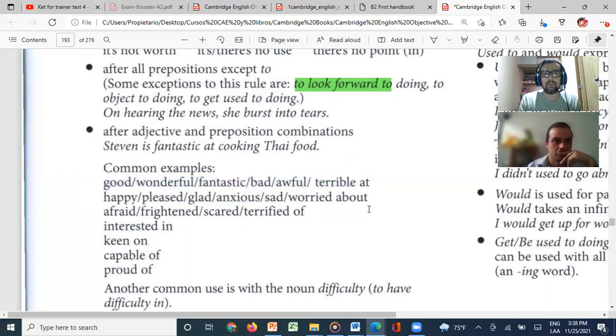Now with these other adjectives, with happy, pleased, glad, anxious, sad, worried, we need to use the preposition about. So for example, you can say, she's happy about going to the beach. Or I am anxious about driving. So you see how it works.